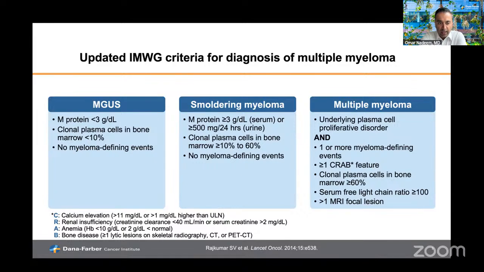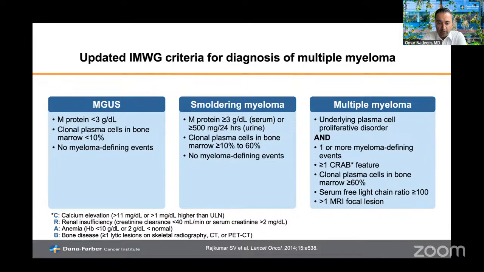MGUS is defined by having less than 3 grams of the monoclonal protein or M spike in the blood and having less than 10% plasma cells in the bone marrow if you end up having a bone marrow biopsy. And importantly, patients with MGUS do not have any symptoms. They do not have any myeloma defining events. Myeloma defining events are all the way to the right of this slide under the multiple myeloma category, which include these CRAB features, which includes high calcium levels, kidney failure, anemia, or bone lesions.